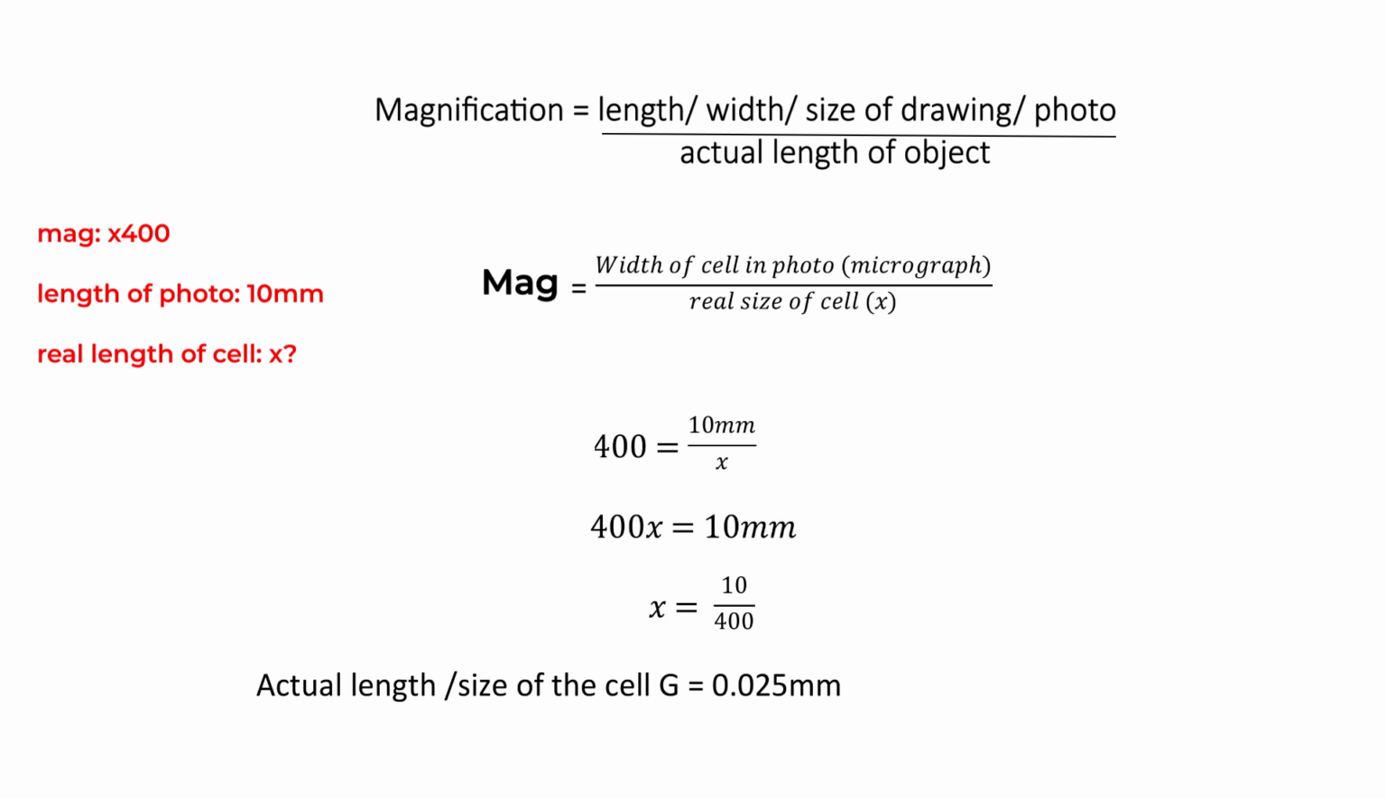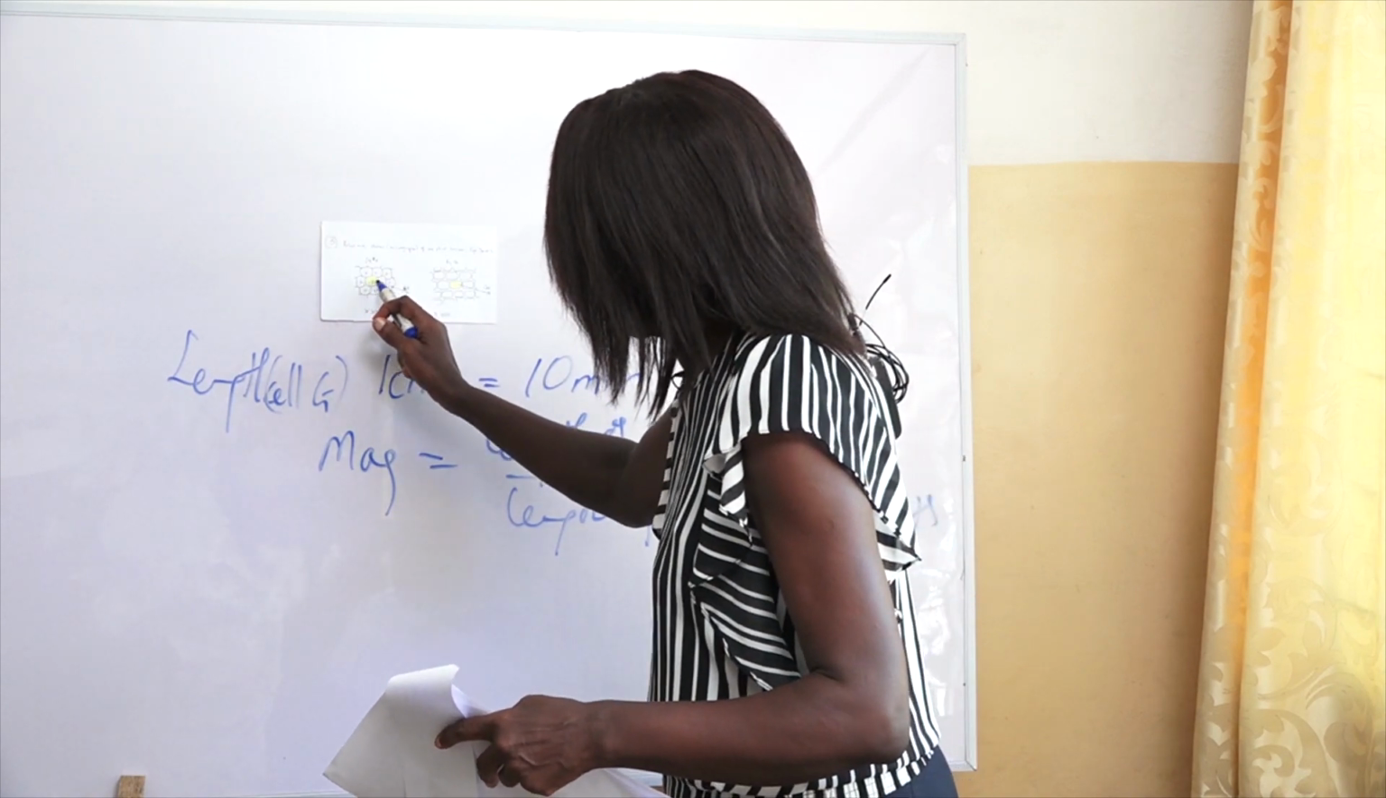Okay, so if we put these together, then we have this. We have 400 is equal to 10 millimeters divided by x. The x is the real size. And the division will come to give us the real size or length of cell G is 0.025 millimeters. This is how you can find the length, all right, of what you have in the photo.